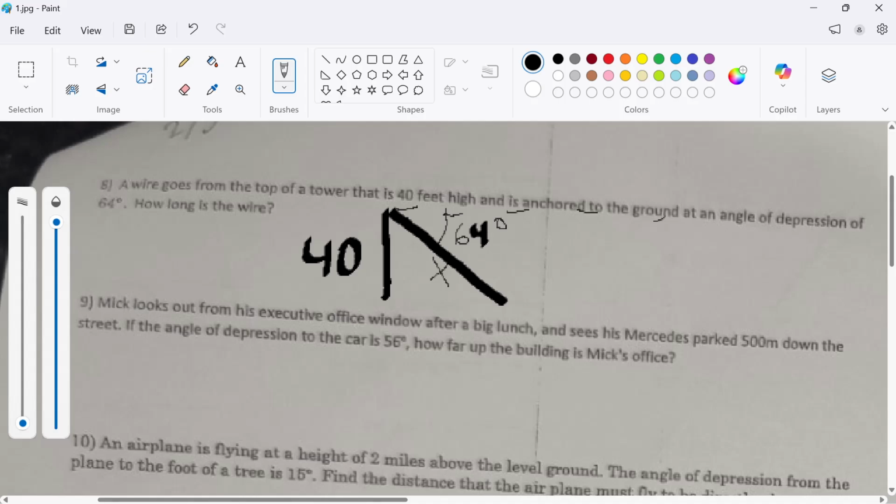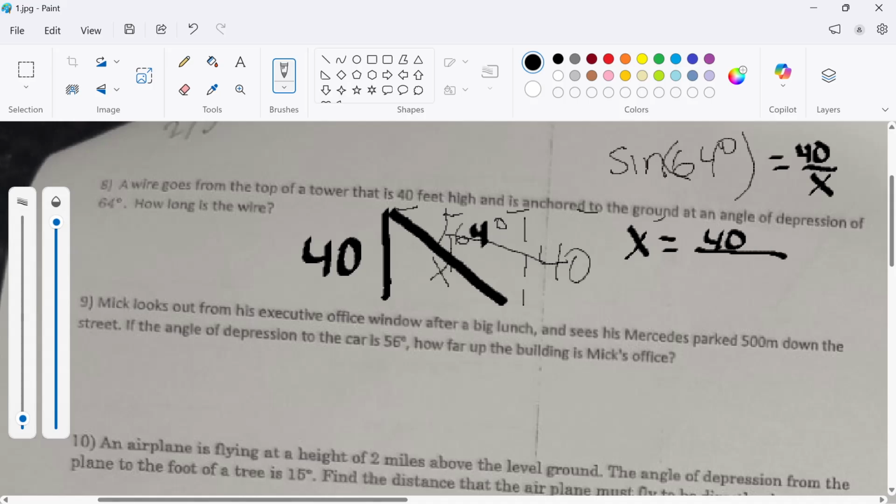All right, so there's two ways to do this. I could either redraw the height here, which is 40, and now I'm looking for that length, and there's 64 degrees. So I have the opposite, and I have the hypotenuse. So opposite and hypotenuse is sine. Sine of 64 degrees equals 40 divided by x. I will multiply both sides by x and divide both sides by sine 64. I get x equals 40 divided by sine 64 degrees.